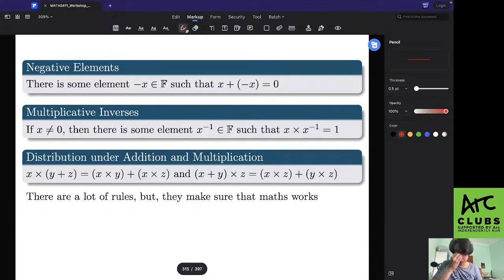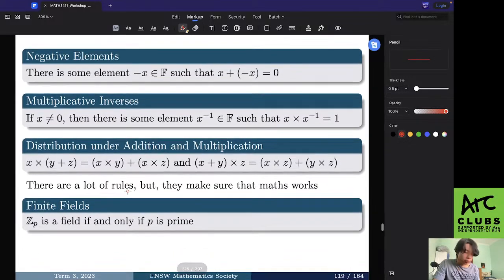Now we have distribution, which just says we can take this x and then distribute it to an addition. We can take this x and distribute it to an addition. And that's pretty much all the rules. There are, I think, 12 of them in total, but overall, we need them because each one makes sure math doesn't break.